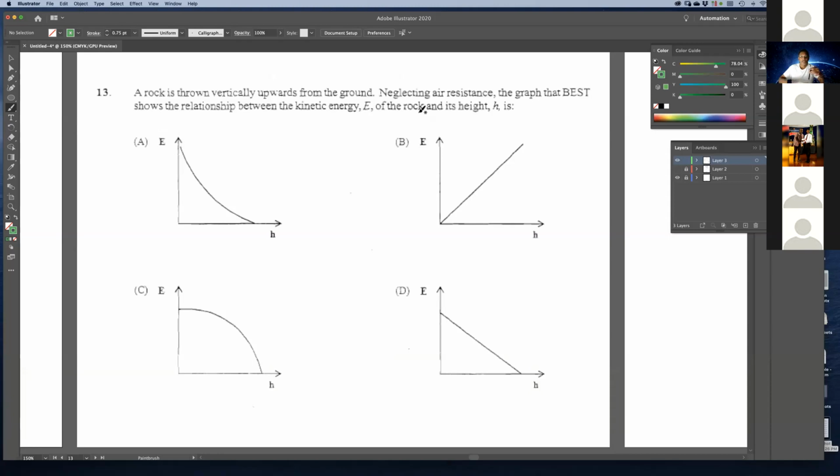So we know it starts with maximum kinetic energy. All right? So we know this can't be right. One time we eliminate this. A rock is thrown vertically upwards, neglecting air resistance. The graph shows the relationship between kinetic energy of the rock and the height h. We know that, so we have three options here. And we have to decide on one of these.